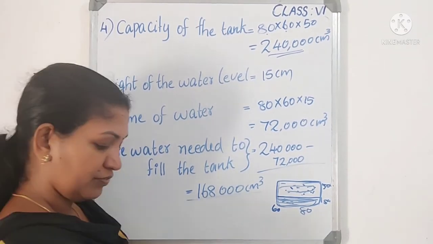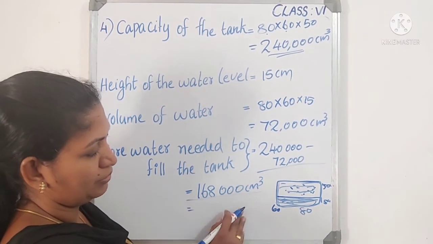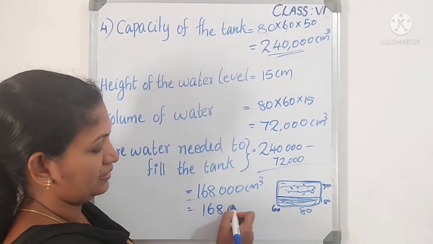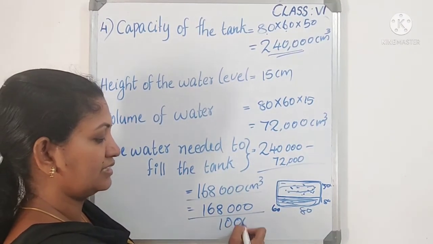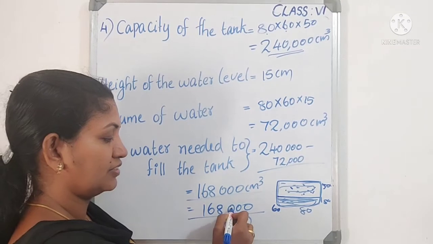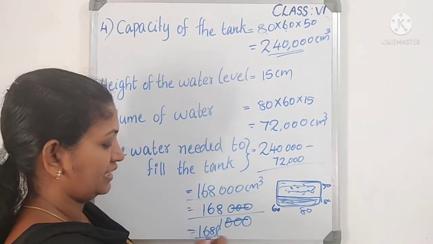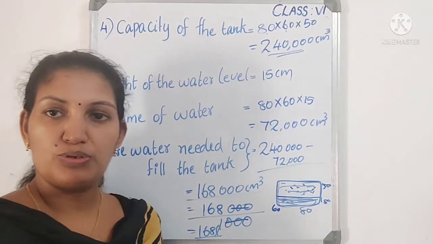Next, we have to find this in liter. Now this is in centimeter, so we have to convert it to liter. How to convert centimeter cube to liter? Divide by 1000. Then cancel the zeros, and 168 is remaining. I gave this question in your notebook last class.